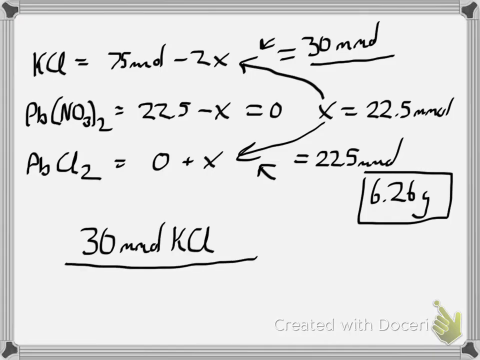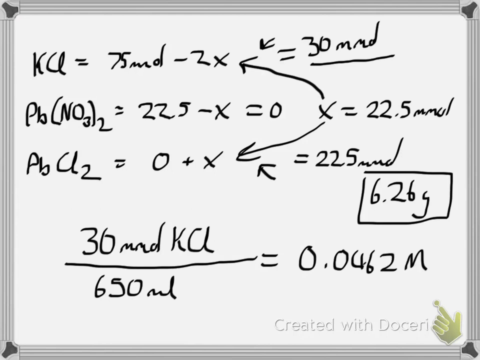And our total volume would be 650 milliliters. Millimole divided by milliliter gives us units of millimole per milliliter, which is equivalent to molarity, and I come up with 0.0462 molar would be our final potassium chloride concentration. That's just if that were asked for, another little bit of problem solving that we could do.